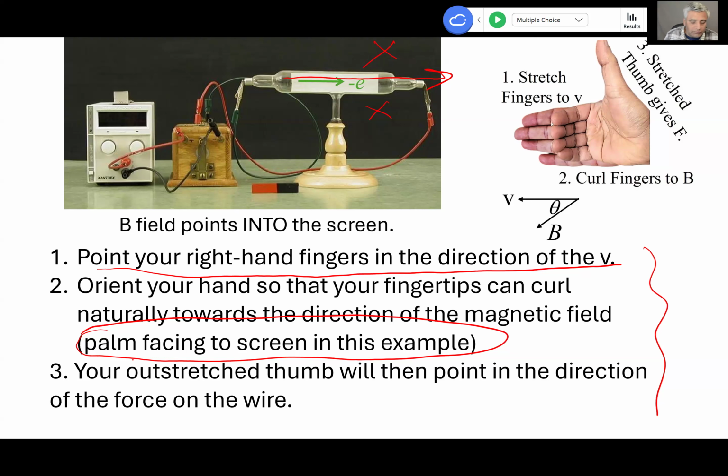So basically these two are the main things about the right hand rule. How you orient your hand is what differs depending on the situation. So, is there anything you would like to add or ask on this one?